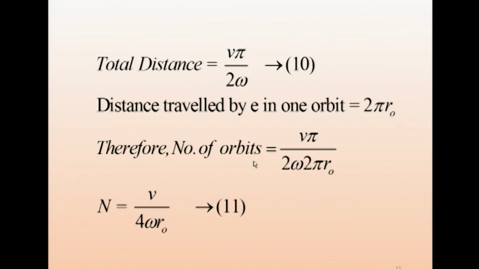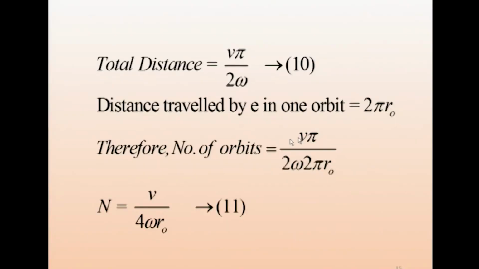Therefore, the total number of orbits will be the total distance travelled divided by the distance travelled in one orbit. So, we are just simplifying that. See, this pi will get cancelled. So, we get n equal to v by 4 omega r naught. This is the expression for the number of orbits.